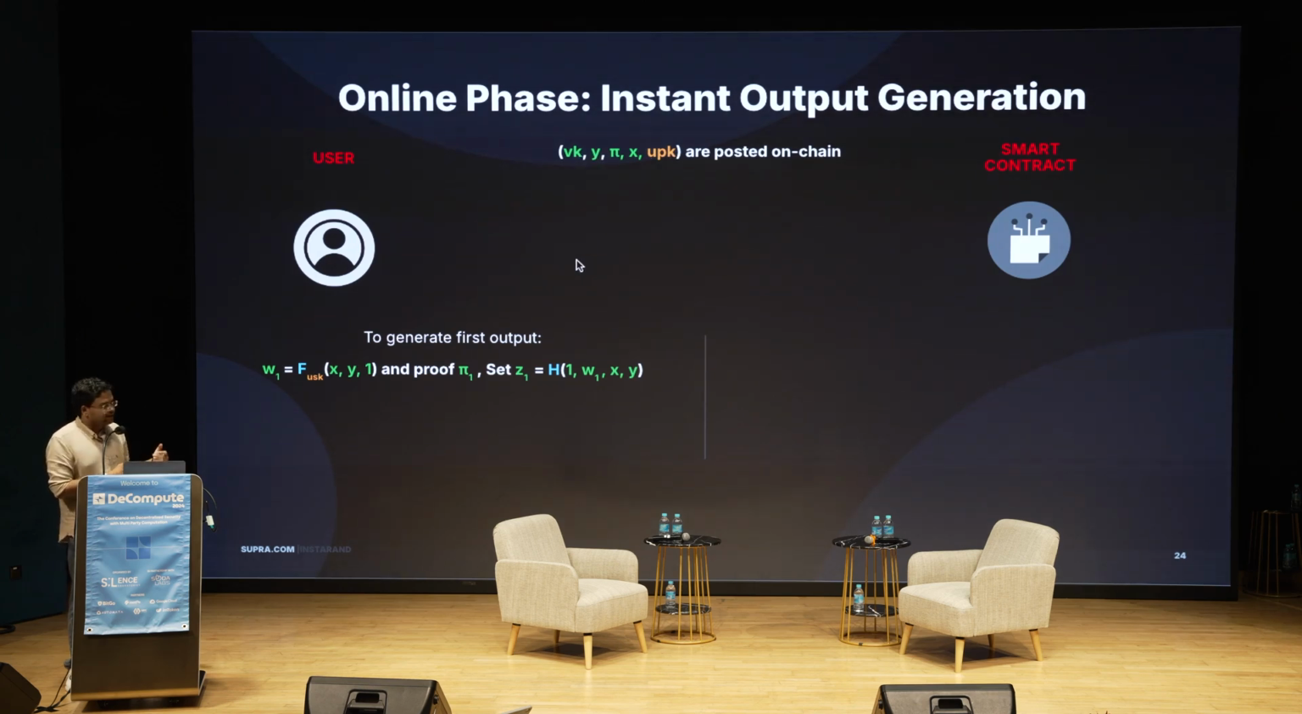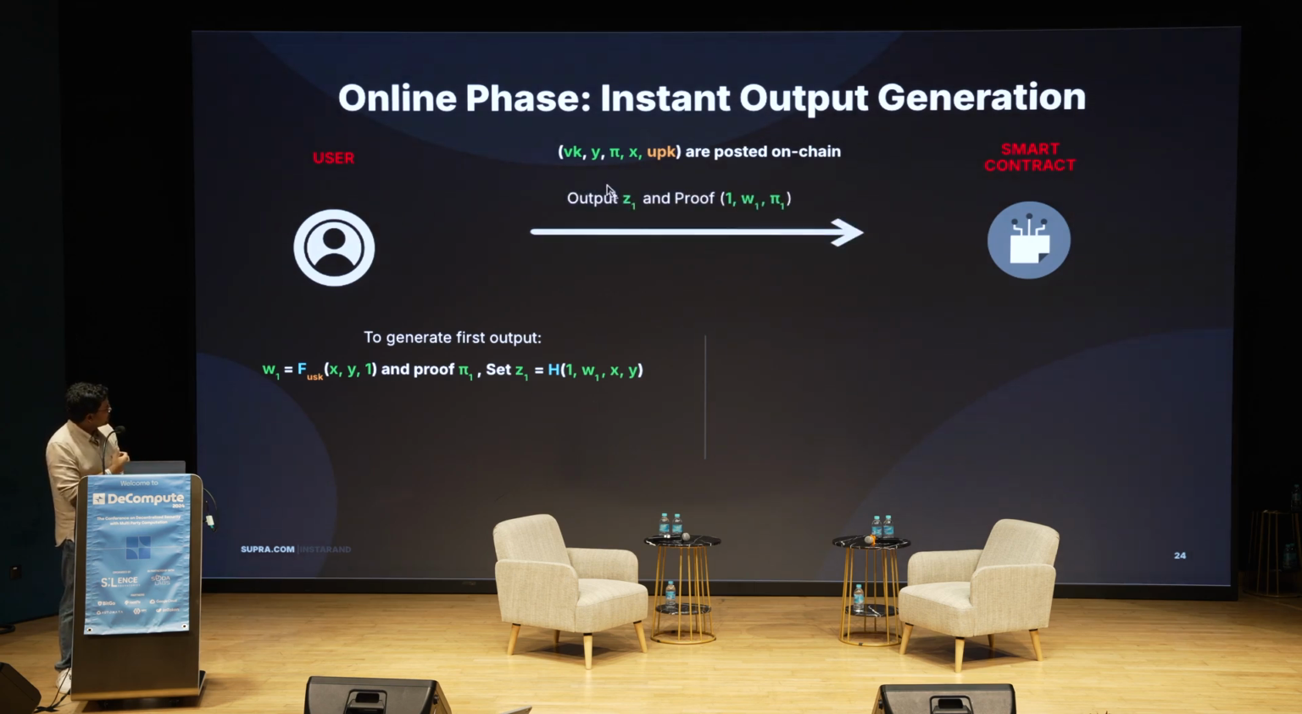Now suppose we want to generate the first extended output. The user will locally run its own VRF algorithm using USK. It generates W1 by computing the client side VRF on X, Y, and 1, and it also gets a proof pi1 that it is correct. This X, Y, and 1 is basically a nonce. And it computes the client side VRF to generate W1, and then it sets the first output Z1 as the hash of 1, W1, X, and Y. So it's basically the client side VRF evaluation on top of X, Y, and 1. And now the output Z1 and the proof are sent to the smart contract where it's going to be used.